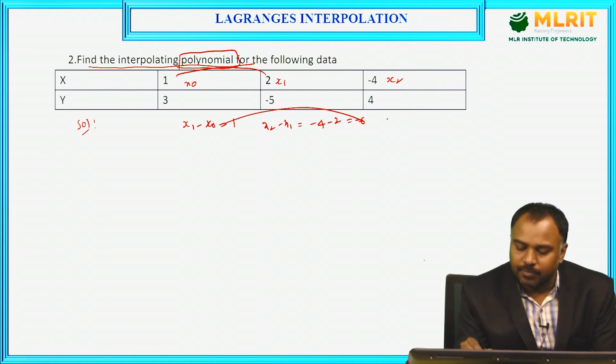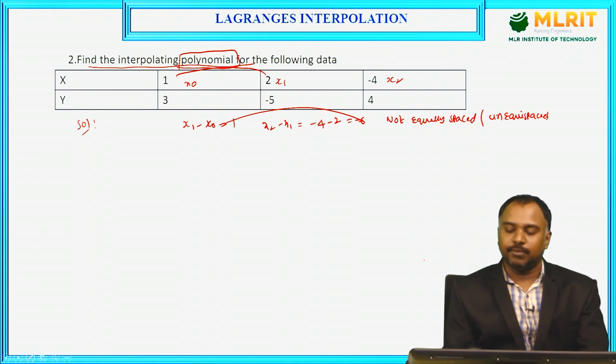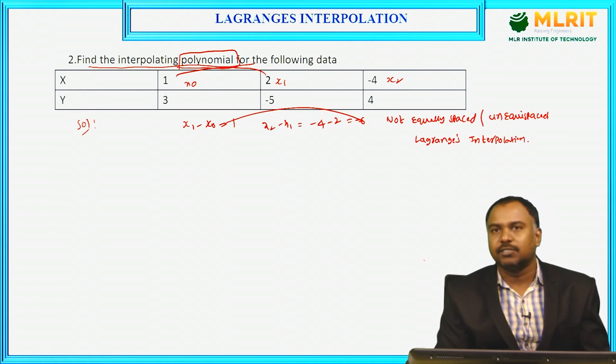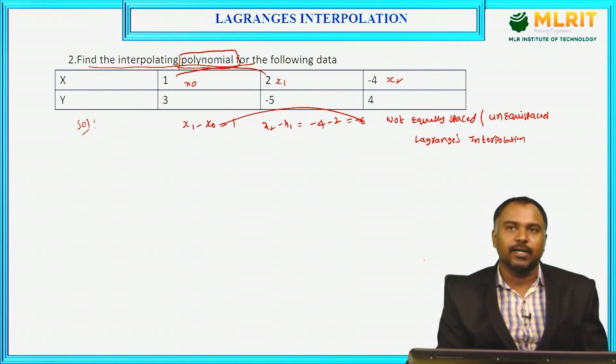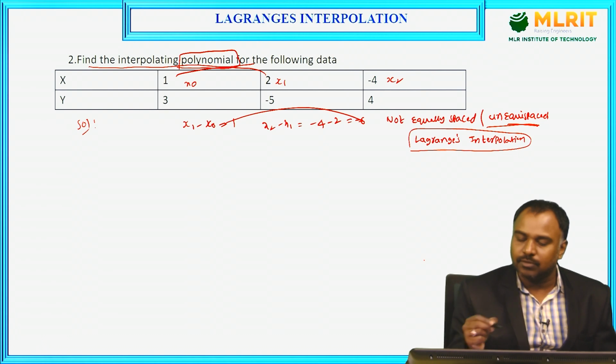So therefore the given data is not equally spaced, or we can also call it unequally spaced. If it is unequally spaced, we are going to use Lagrange's interpolation to evaluate that particular polynomial. If it is equally spaced, obviously Lagrange's is not required. You can use Newton forward, Newton backward, Gauss forward, Gauss backward, anything is fine. But if it is unequally spaced, there is only one option according to our course, Lagrange's interpolation.